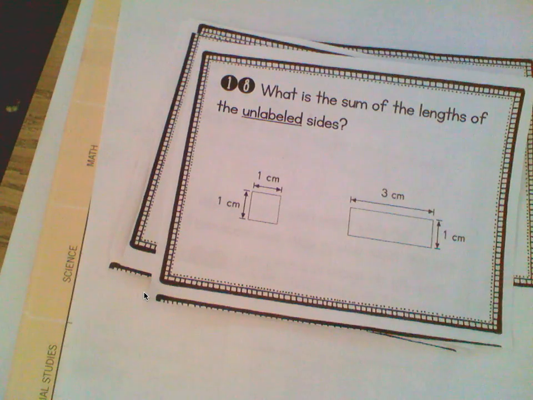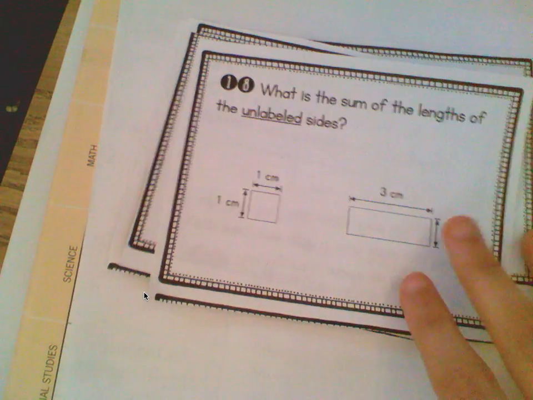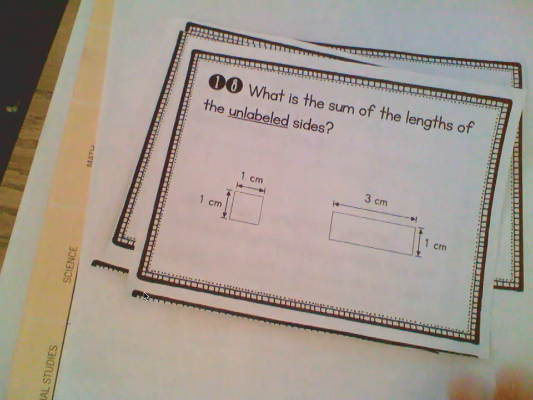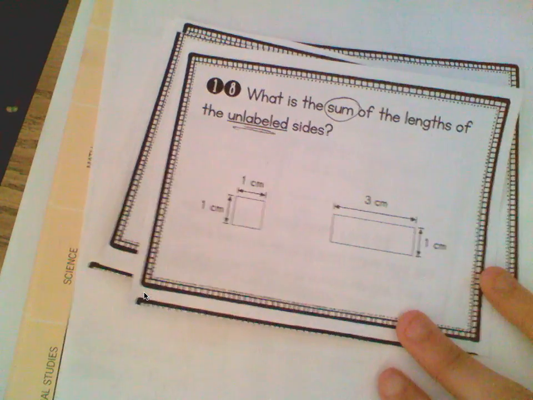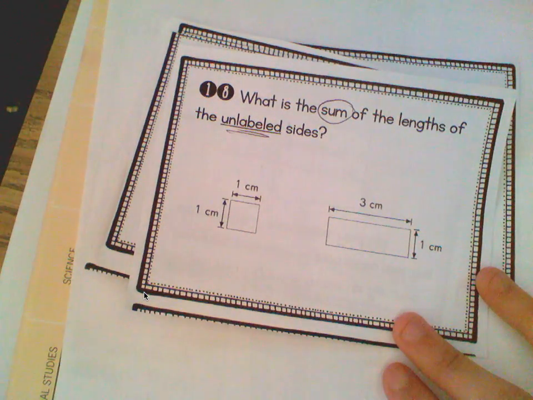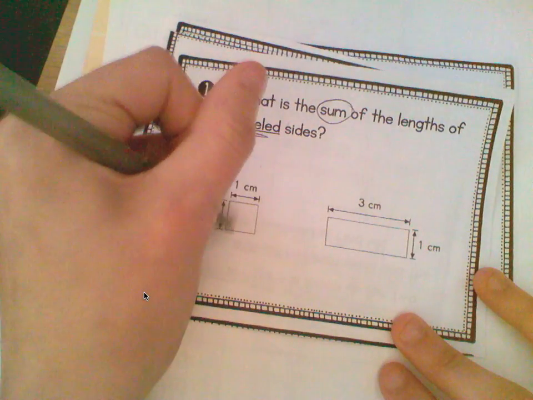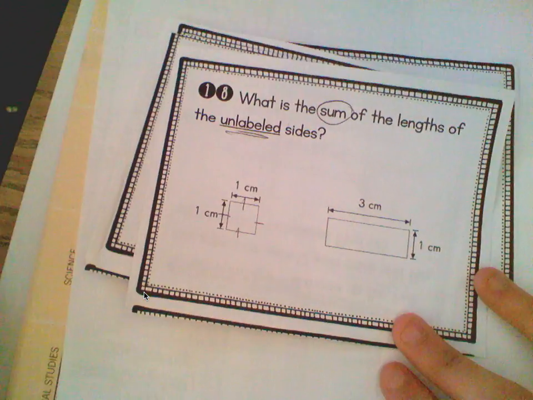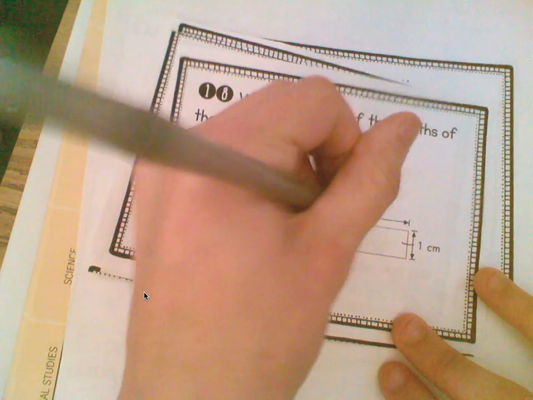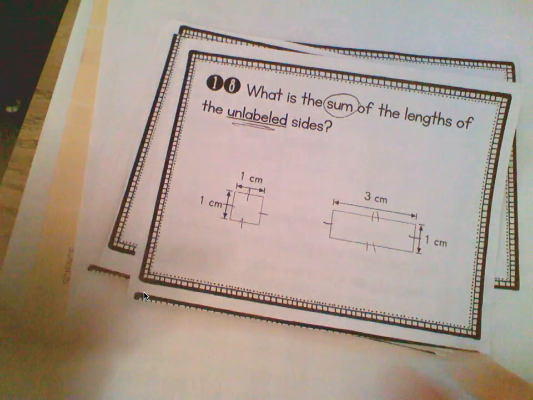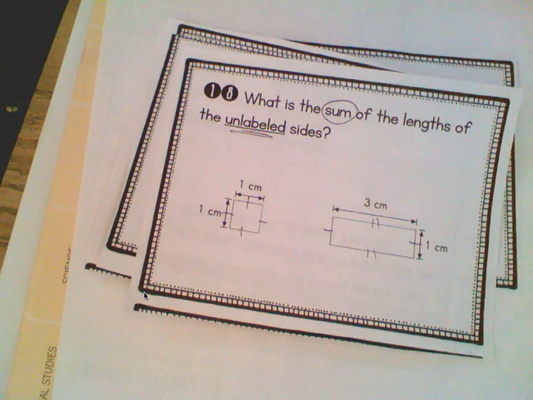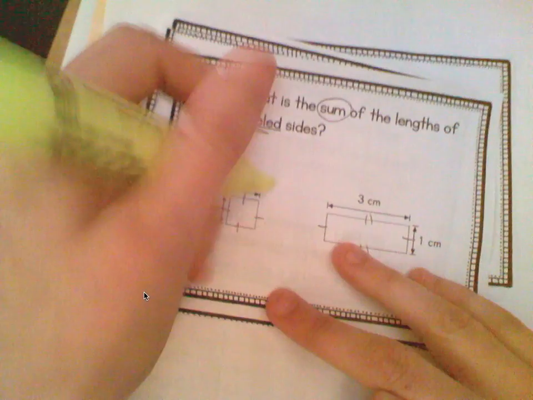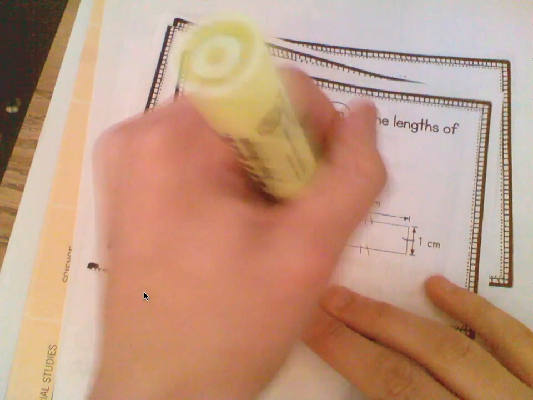All right, number 18. I know that we're jumping around with numbers because these cards are out of order, so sorry. What is the sum, keyword, of the lengths of the unlabeled sides? All right, so I've got two shapes. I've got a square, and if this is a square, all of those are the same, and if this is a rectangle, I need to find my unknown sides. So my unknown sides, probably highlighter. My unknown sides are this one, this one, this one, this one.